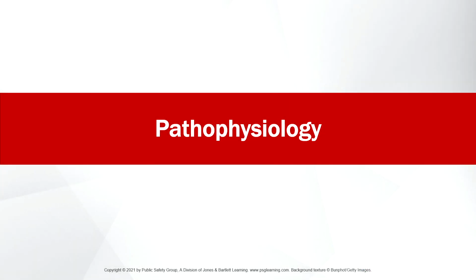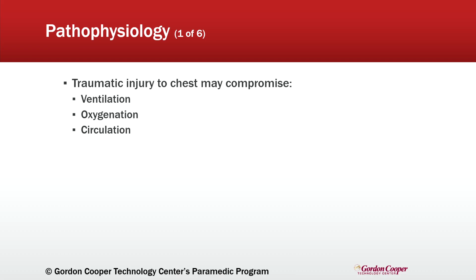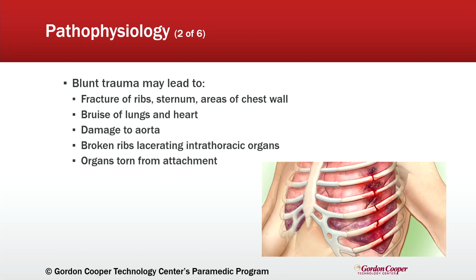Now, some pathophysiology. Traumatic injury to the chest can cause compromise of ventilation, oxygenation, or circulation. These injuries tend to distribute the forces of impact over the surrounding area. Blunt trauma can result in several serious injuries, including fractures, so we could see rib fractures, sternum fractures, chest wall fractures, and even entire sections of the chest wall. There can also be bruising, so the lung and heart can sustain some bruising.